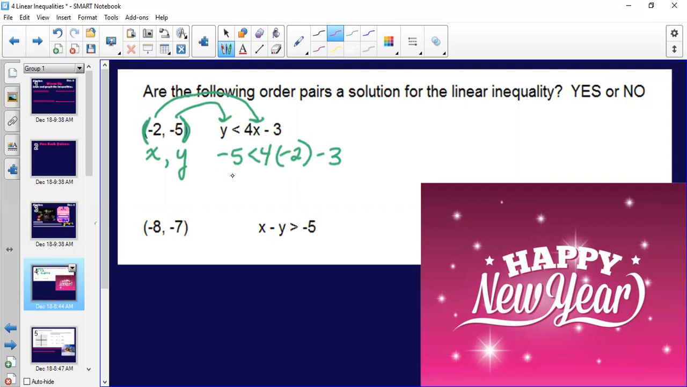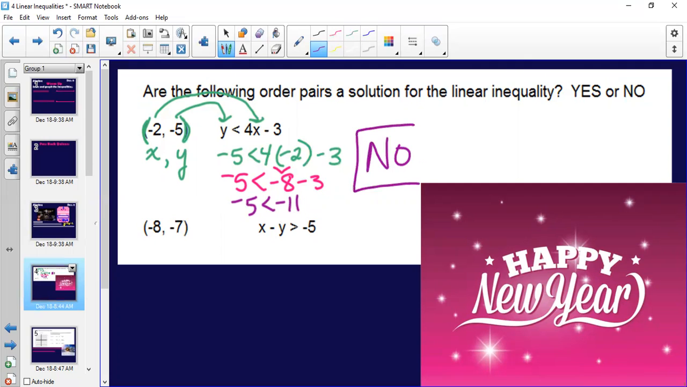Let's clean this up. -5 is less than, let's put that together, -8 minus 3. And one more step, -5 is less than -11. Is it true that -5 is smaller than -11? No, that's not true. -5 is bigger in value. Let's try this again with a different inequality.